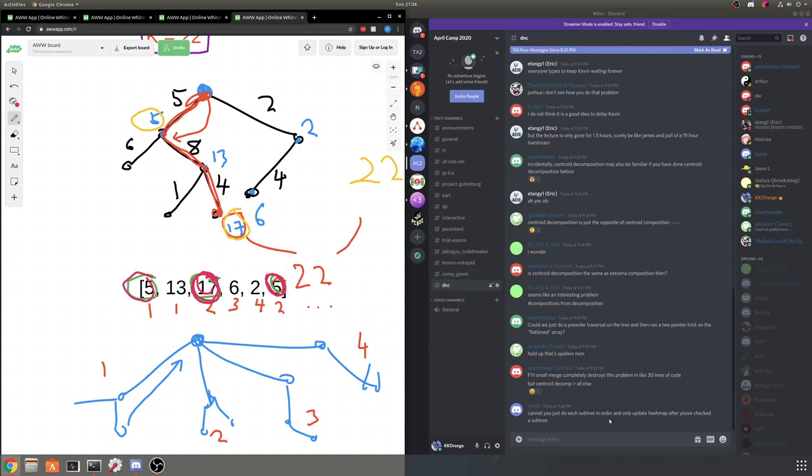Can't you just do each subtree in order and only update the hash map after you've checked a subtree?